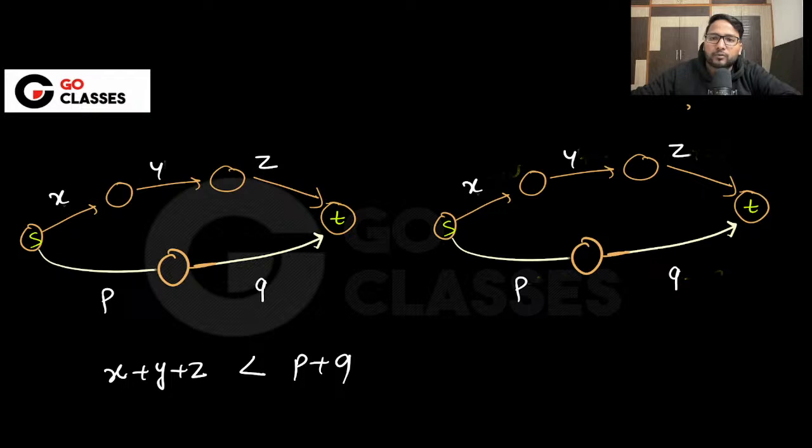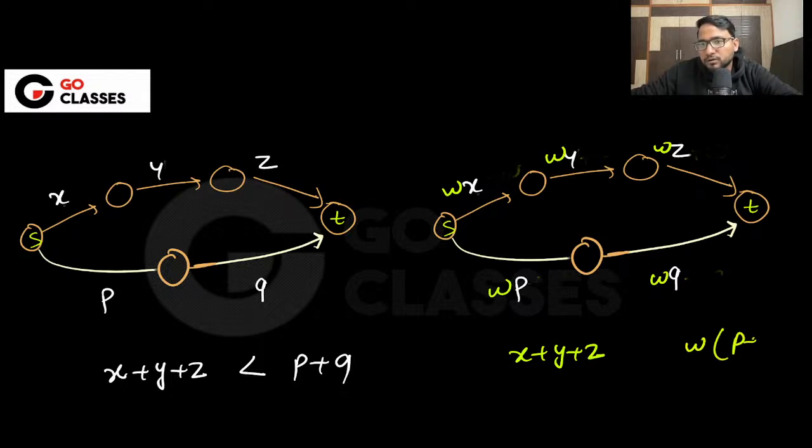Suppose you are multiplying with w. Then it will become, this is x plus y plus z, this will become wx plus wy plus wz. This will become wp plus wq. So this will be w of p plus q, and similarly this will be w of x plus y plus z. Now w will get cancelled out.